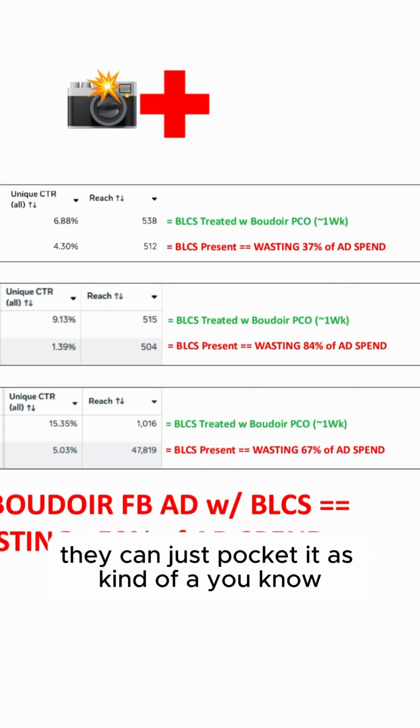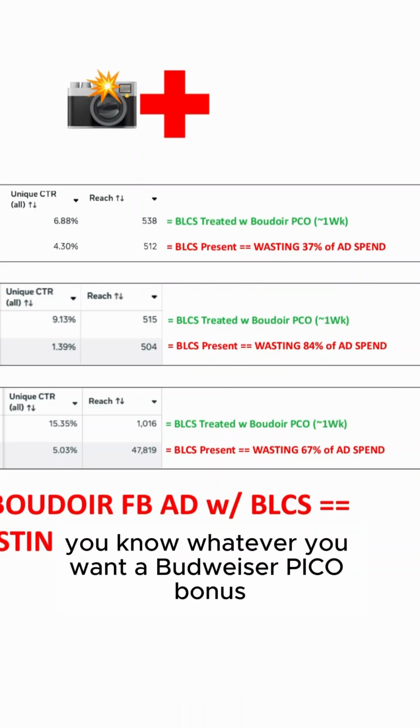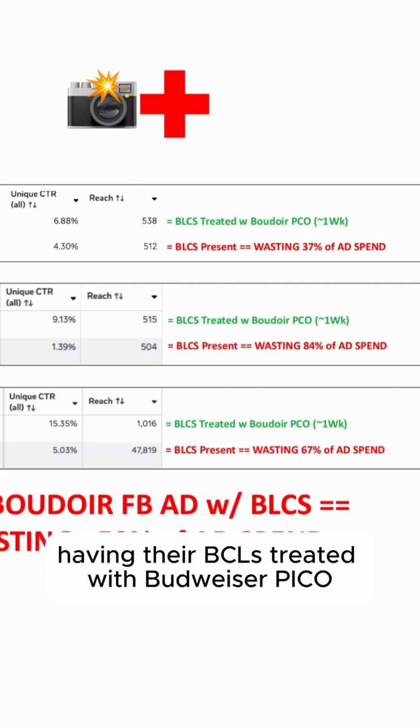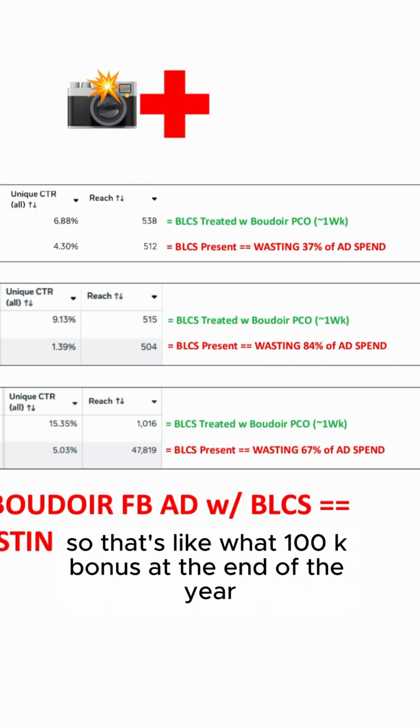They can just pocket it as kind of a phantom bonus, whatever we want, a Boudoir Pico bonus, simply from having their BLCS treated with Boudoir Pico. So that's like what, 100K bonus at the end of the year.